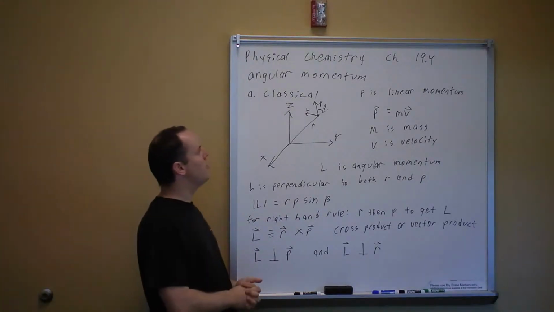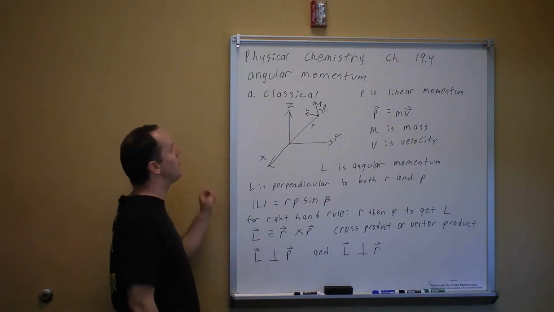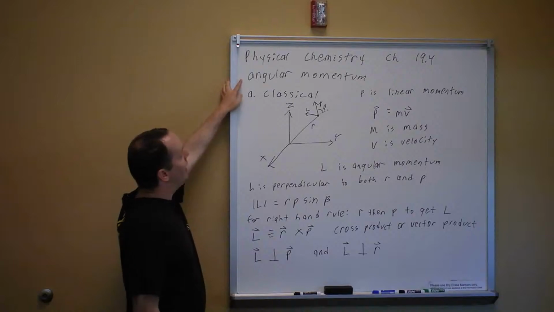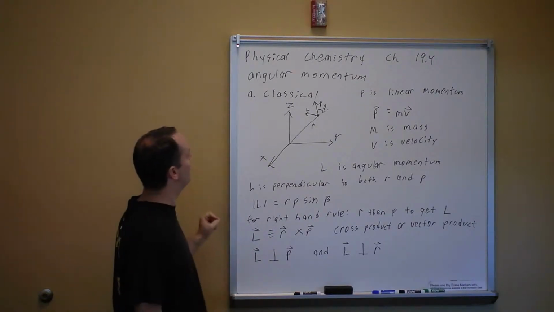We're continuing physical chemistry now. We're in chapter 19 still. We're beginning section 4. We're going to talk about angular momentum now. For angular momentum, of course, we're going to do two approaches. First, we're going to review the classical approach.